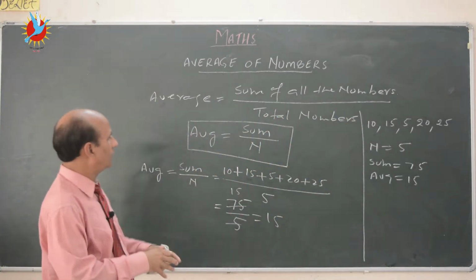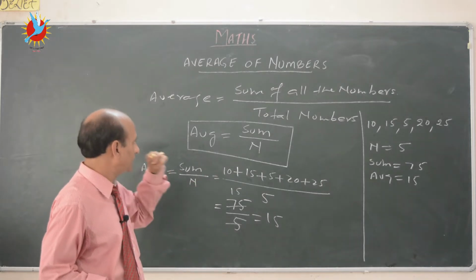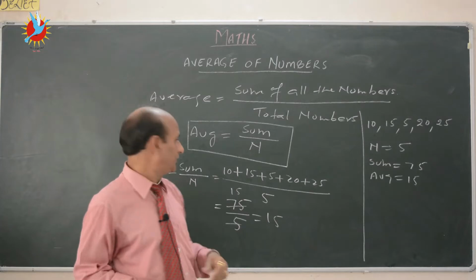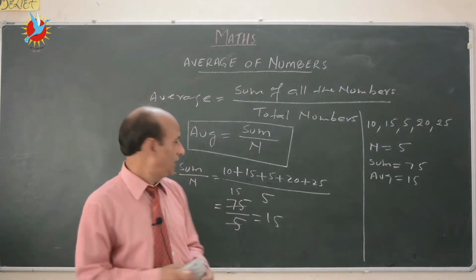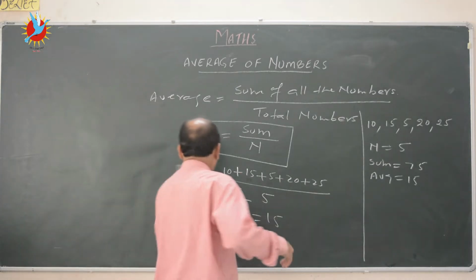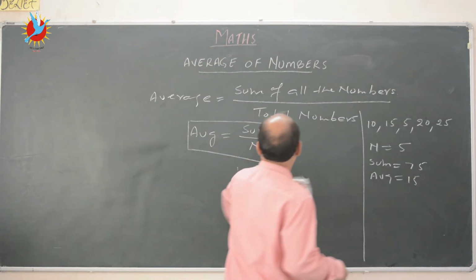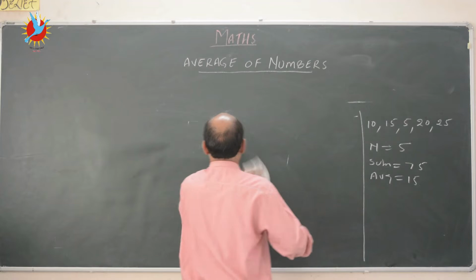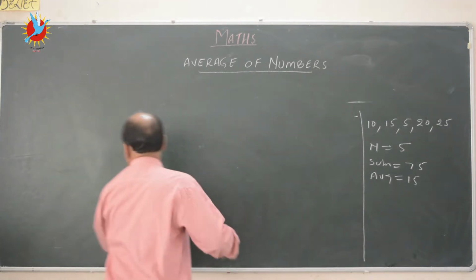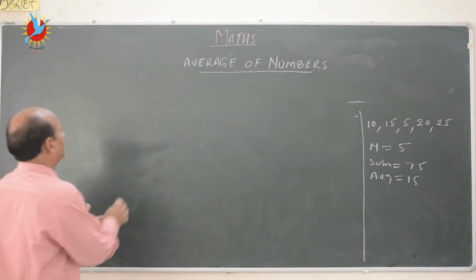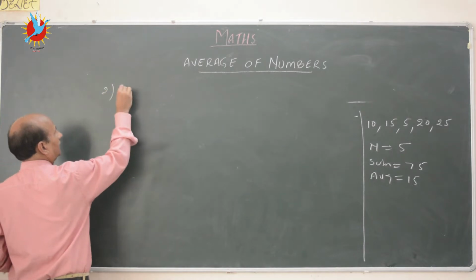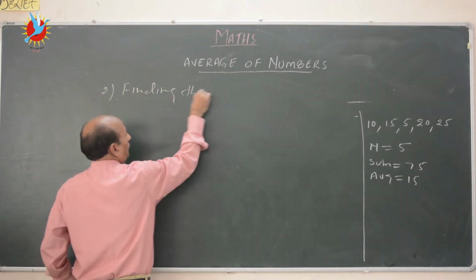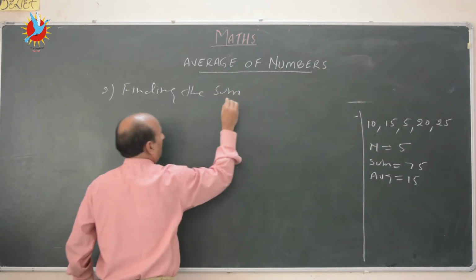So this is the method of finding the average. Suppose you want to find the average heights of the class students, or the average of your marks. So now let us take the second form, where you have to find the sum when the average and total number are given. Second is how to find the sum.